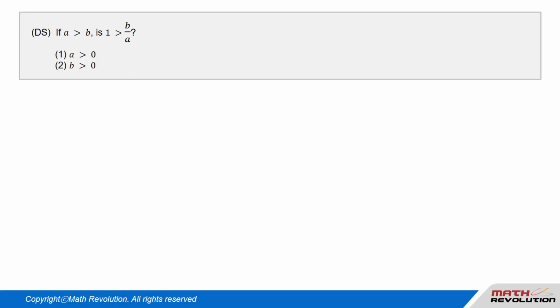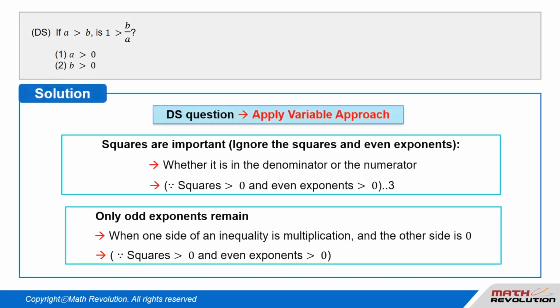Question: DS. If A is greater than B, is 1 greater than B over A? Condition 1. A is greater than 0. Condition 2. B is greater than 0. Solution: let us solve this DS question using the variable approach.